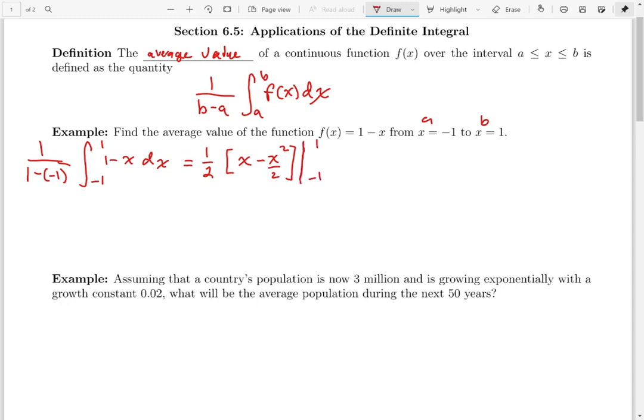And so that's my definite integral. For the sake of clarity, I'm not going to distribute this 1 half. I'm just going to leave it outside while we calculate the definite integral. And then once we finish with the definite integral, we'll distribute that 1 half over the number. But it'll just be a multiplication.